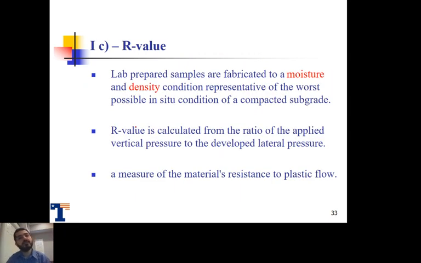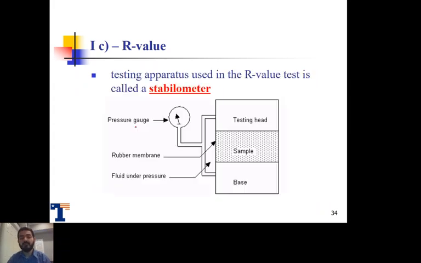So what is this all about? Again, we prepare a sample. It's a lab prepared sample that is fabricated to a certain moisture and density condition that represents the worst possible in situ condition of a compacted subgrade in the field. The R value typically is calculated from the ratio of the applied vertical pressure to the developed lateral pressure, and it's a measure of the material's resistance to plastic flow, if you will.